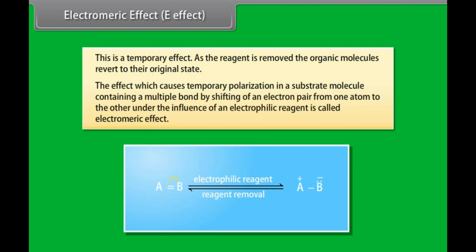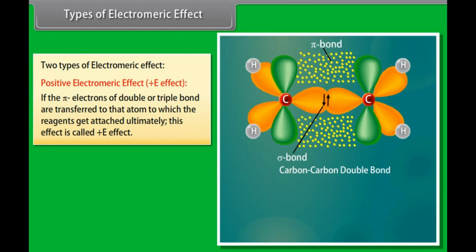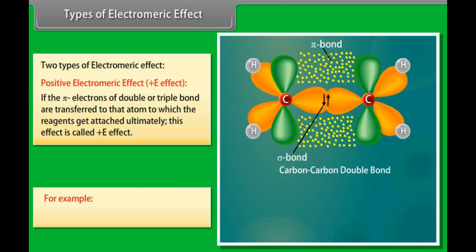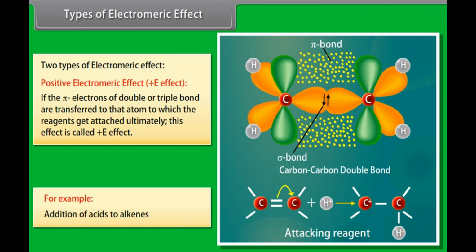The effect which causes temporary polarization in a substrate molecule containing a multiple bond by shifting of an electron pair from one atom to the other under the influence of an electrophilic reagent is called electromeric effect. Types of electromeric effect: two types. Positive electromeric effect, positive E effect. If the pi electrons of a double or triple bond are transferred to that atom to which the reagent ultimately gets attached, this effect is called positive E effect. For example, addition of acids to alkenes.